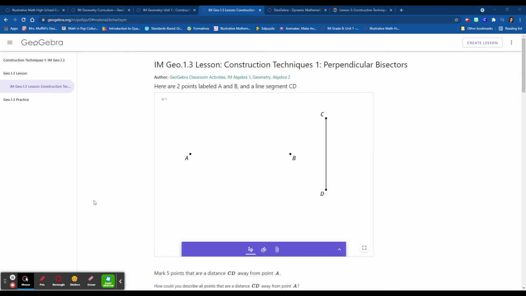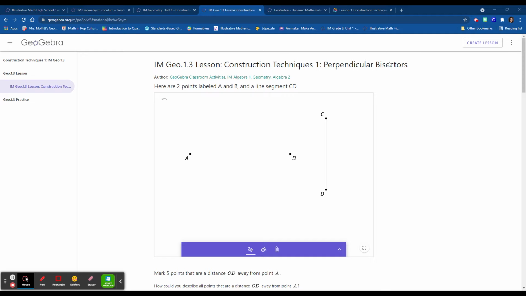This is Geometry, Unit 1, Lesson 3. We are going to look at constructing perpendicular bisectors in this lesson. So perpendicular, remember, means that we have a 90-degree angle. Bisector, bisect, two sections. That means that we're cutting them into two equal sections. We cut it right in the middle.